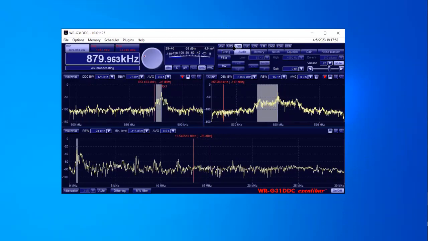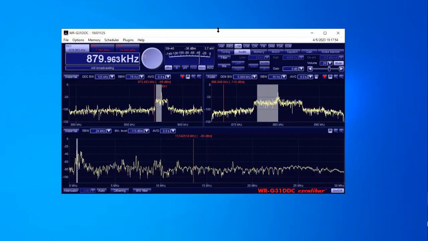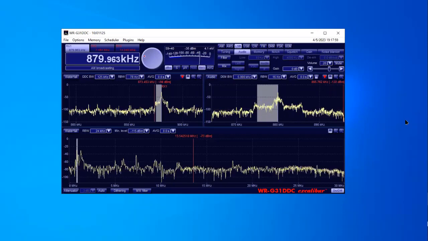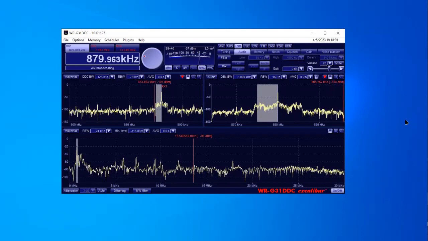Now, if we go to lower sideband, and I unmute again, see, we can hear everything that's there.